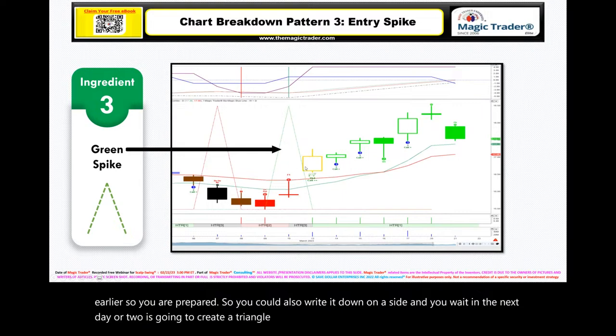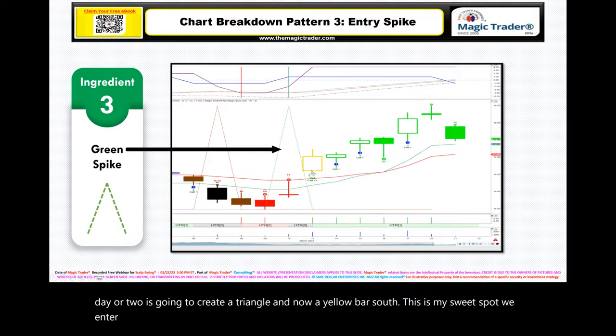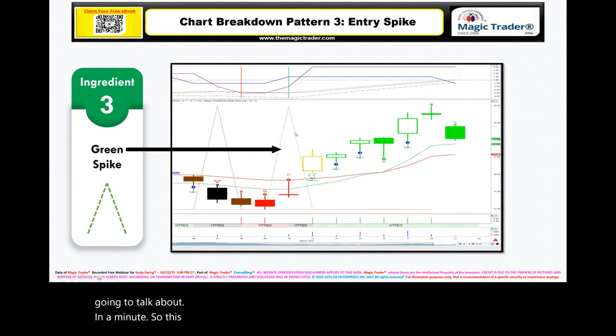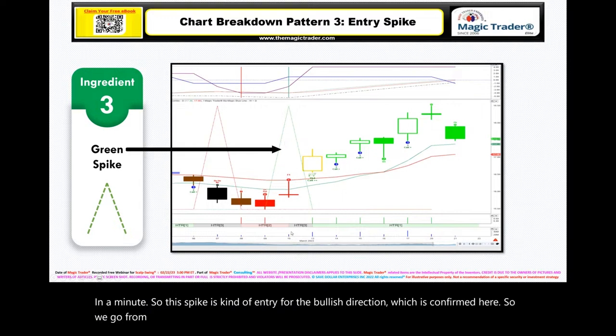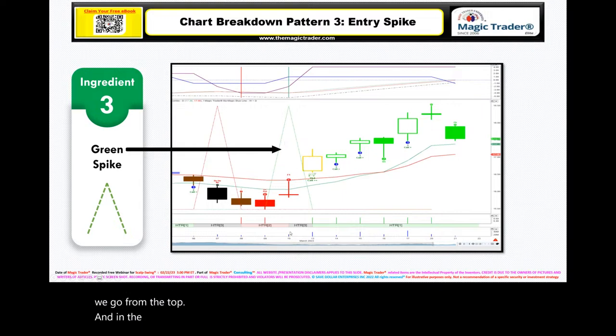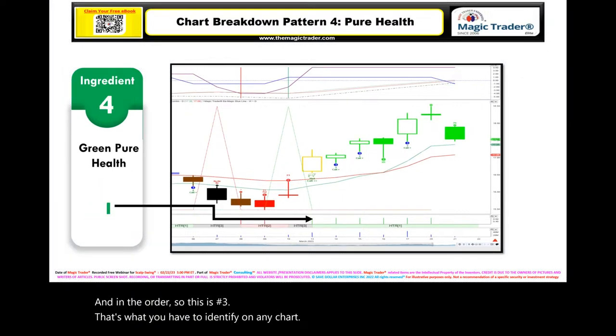And now you see a yellow bar. So this is my sweet spot to enter, when the yellow bar is there and you already have another thing, which we're going to talk about in a minute. So this spike is kind of the entry for the bullish direction, which is confirmed here. So we go from the top and in the order. So this is number three. That's what you have to identify on any chart. And if you don't know anything else, close your eyes and do it.